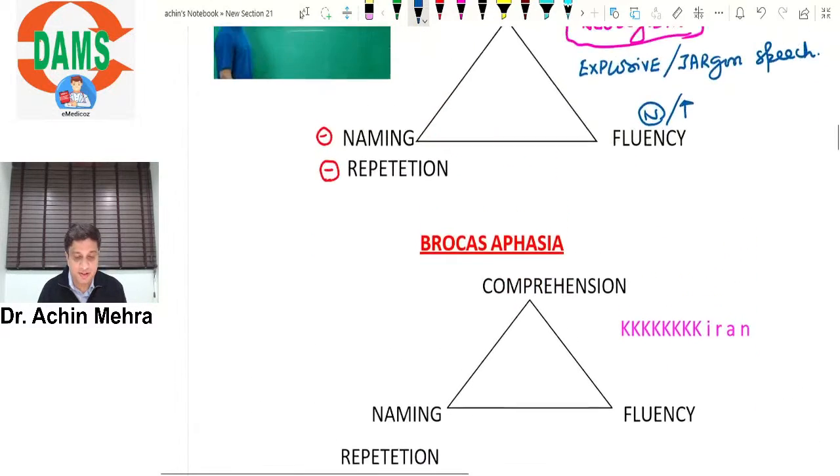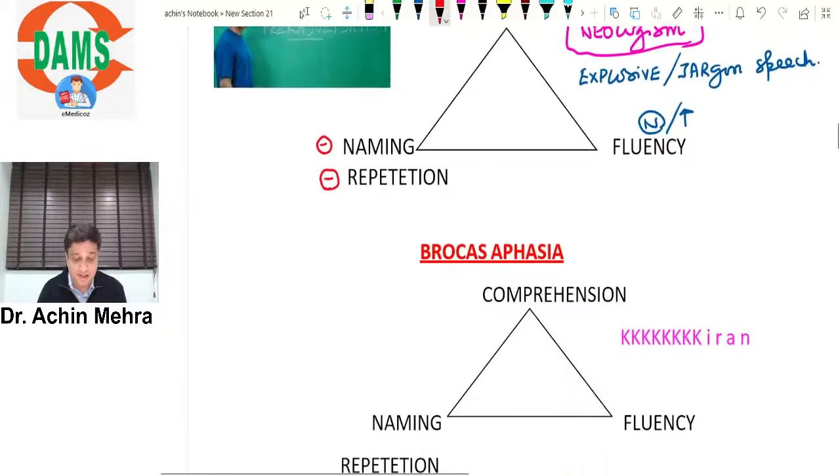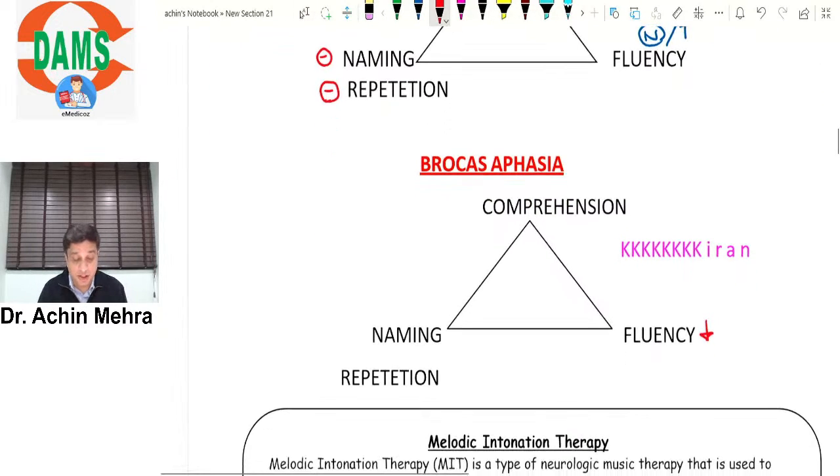Broca's aphasia, right? In Broca's aphasia, the lesion is in the Broca's area. Now in the Broca's area, we have something related to fluency. So fluency is decreased. Naming is also done by the Broca's area, that is lost. Repetition is also lost, while the comprehension of the patient is well intact.